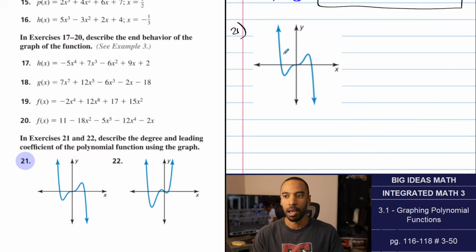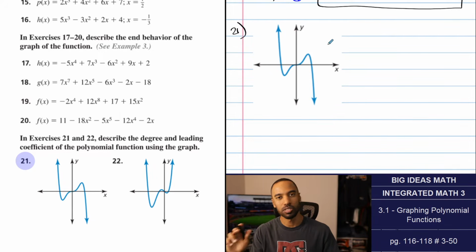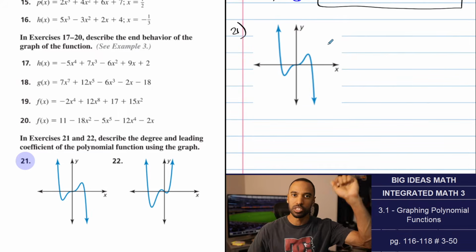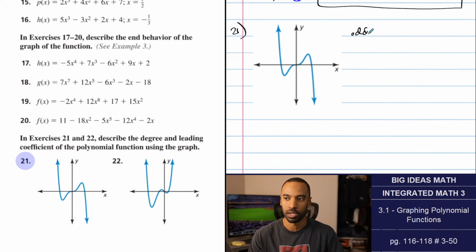So this has a start up, finish down quality to it. That means two things to us. Because they're opposite directions, that means it's an odd degree. We can call that out. This is an odd degree.